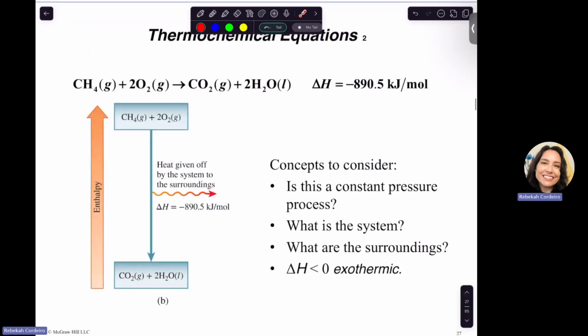Here's the opposite. Let's say we have this combustion reaction here. It gives off energy per mole. So the system is the chemical reaction. It's giving off that energy to the surroundings, and it's exothermic. So we would feel hot touching that test tube.